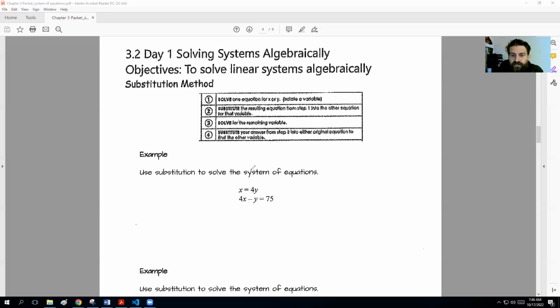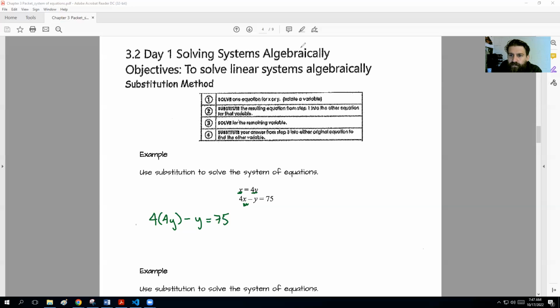Okay, first step, we're going to look to see if we have one of the variables by itself. And we do. We have x is equal to 4y. So the second step is we're going to take our other equation. Wherever we see an x, we're going to change it to a 4y. So this is going to be 4, not x, but 4 times 4y minus y equals 75. So just take a second, make sure you can see that here. Since x is equal to 4y, in this other equation, we changed the x to a 4y.